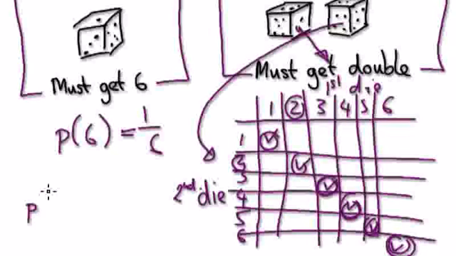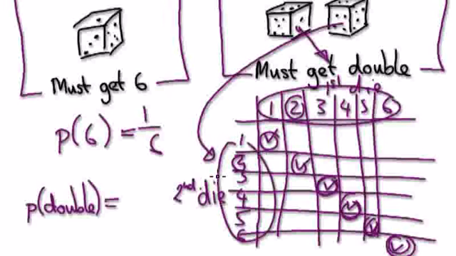So the probability of getting a double equals 6. Don't forget that there are 6 times 6, so there are 36 possible outcomes with two dice, and out of the 36, there are 6 that give us what we want, which is getting a double. So it will be 6 over 36.